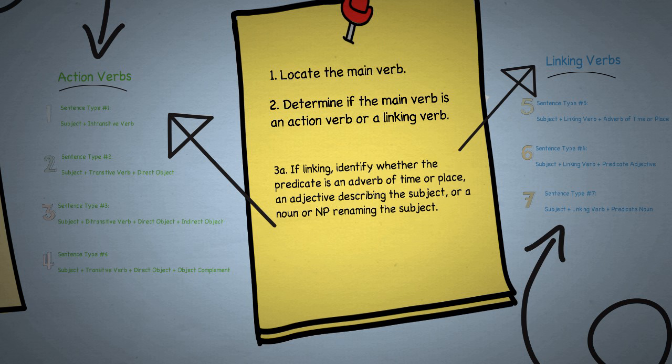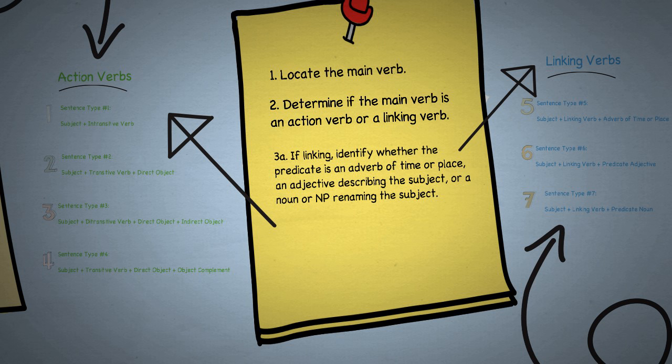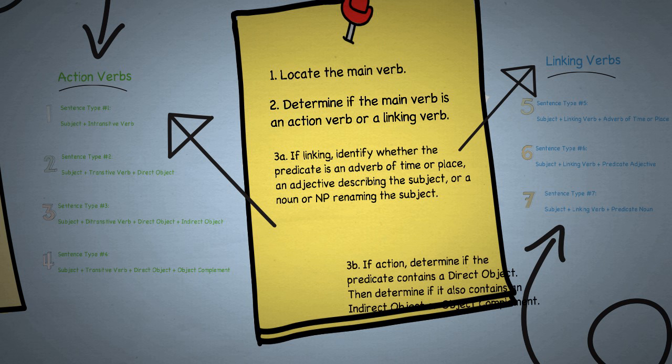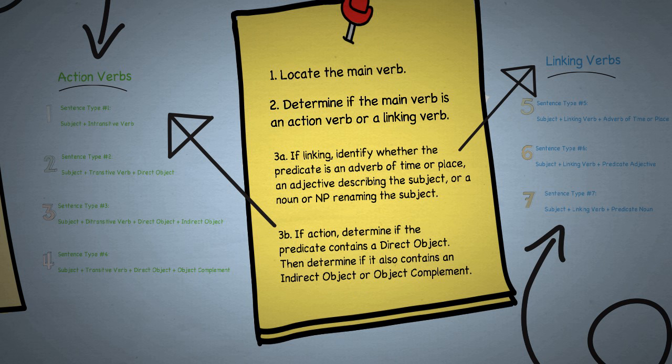If you do determine that your main verb is a linking verb, then the next question you need to ask is what is happening in the predicate of that sentence. Does it contain an adverb of time or place? Does it contain an adjective that's describing the subject? Or does it contain a noun or a noun phrase that renames the subject? Recall that a linking verb is always going to link the predicate information to the subject in some way.